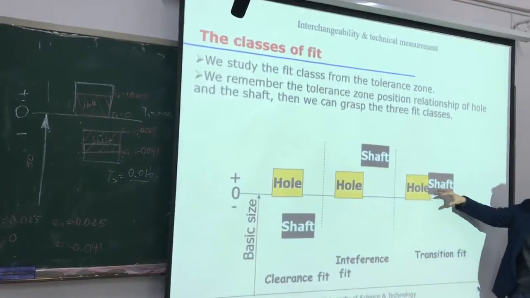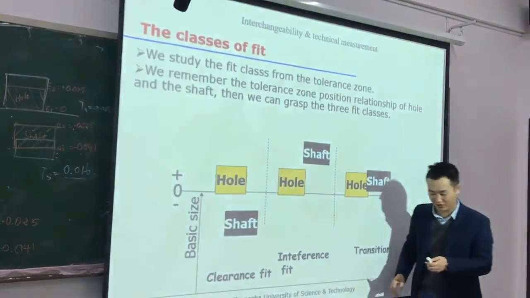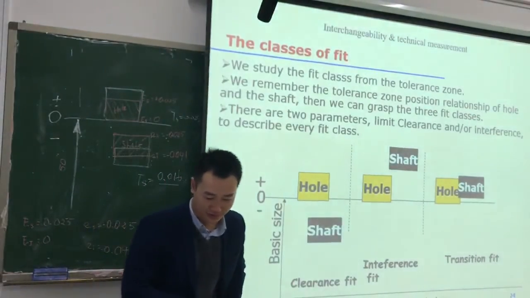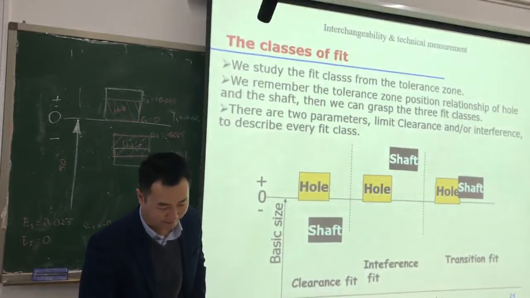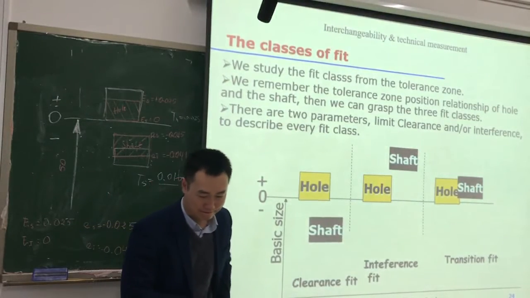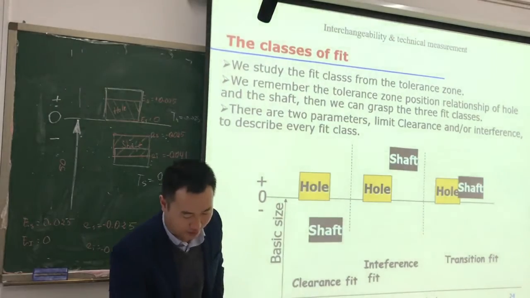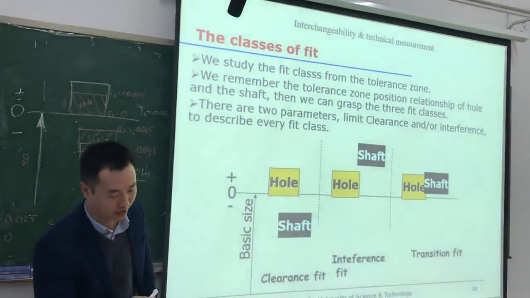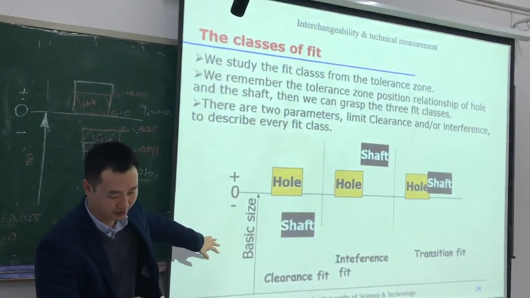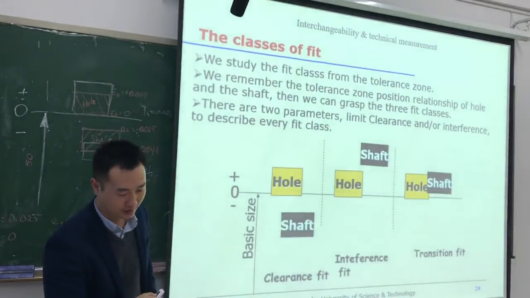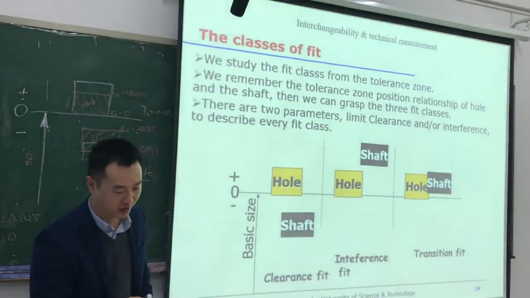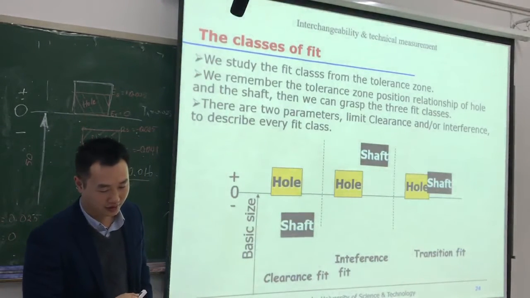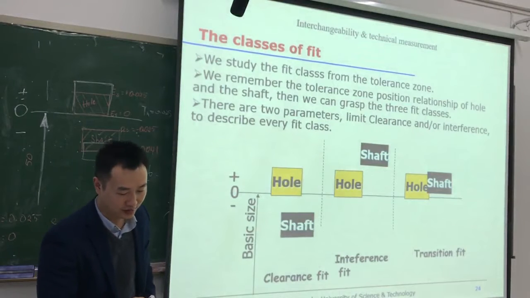So in this case, it's the transition fit. If we remember the tolerance zone position relationship of the hole and the shaft, we can grasp the three fit classes. This is our three fit classes, and there are two parameters, limit clearance and interference, to describe every fit class.